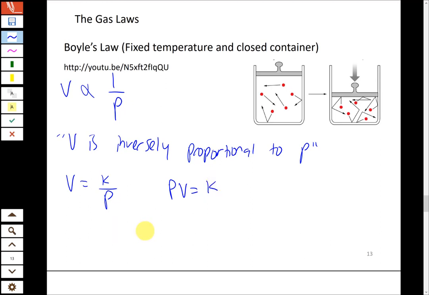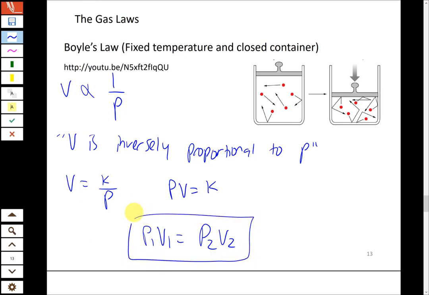And so the way that we would usually write this relationship then is as P1V1 equals P2V2. It looks a lot like the dilution equation, just pressure and volume instead of molarity and volume. Okay, so if you have a gas and it's at a constant temperature and it's just a sample of gas that's not changing in terms of the amount that you have, the pressure times the volume is constant, so P1V1 equals P2V2. So that's called Boyle's law.